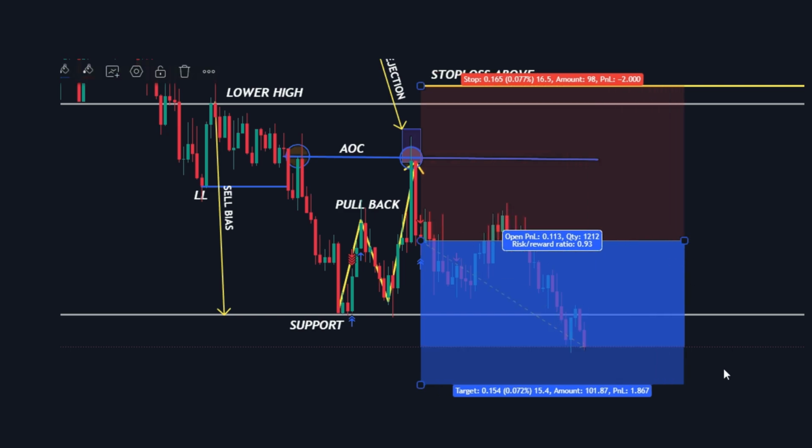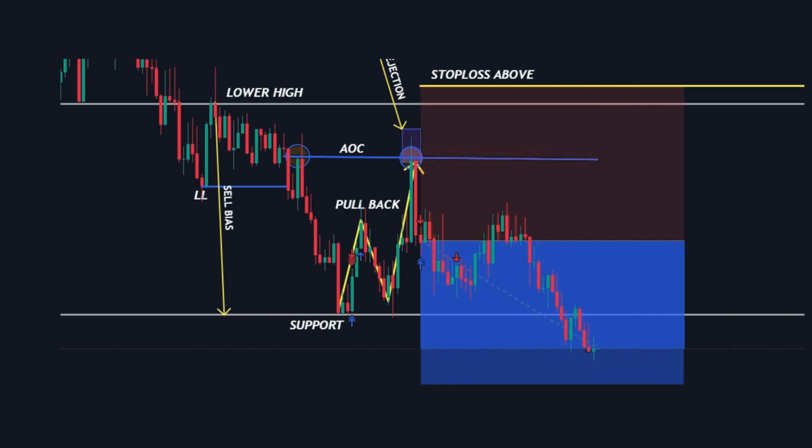And remember, structure gives the direction, the AOC gives the location, confirmation gives the timing, and risk management keeps you in the game.